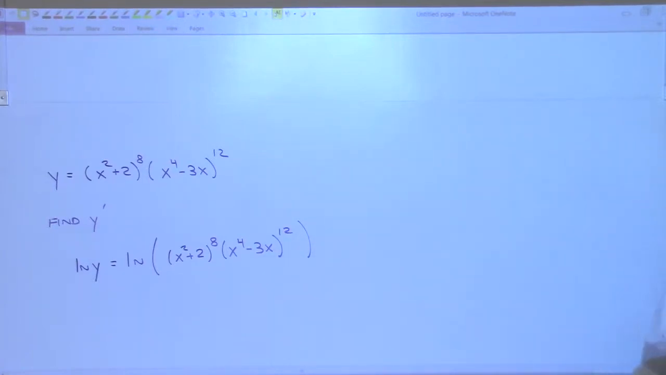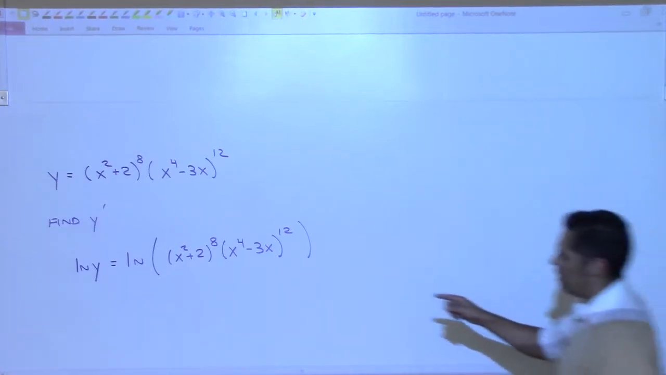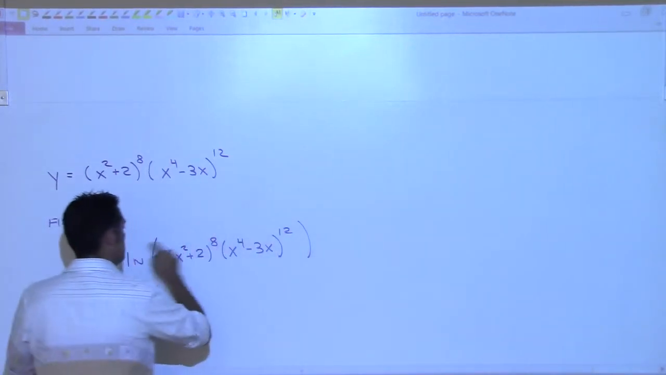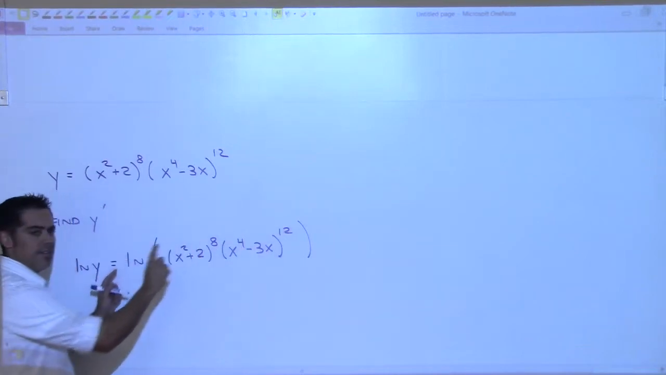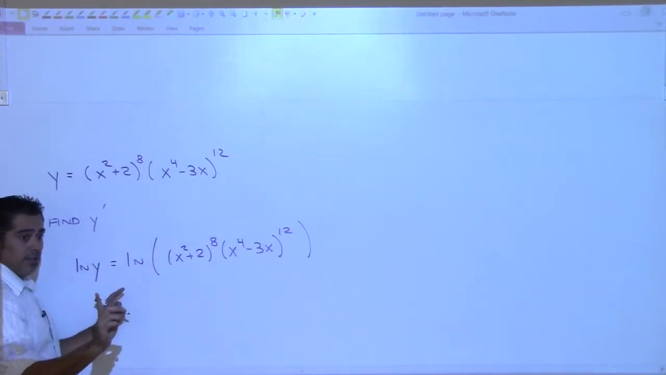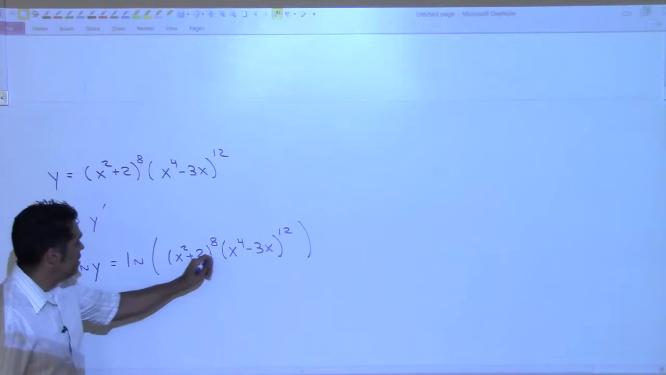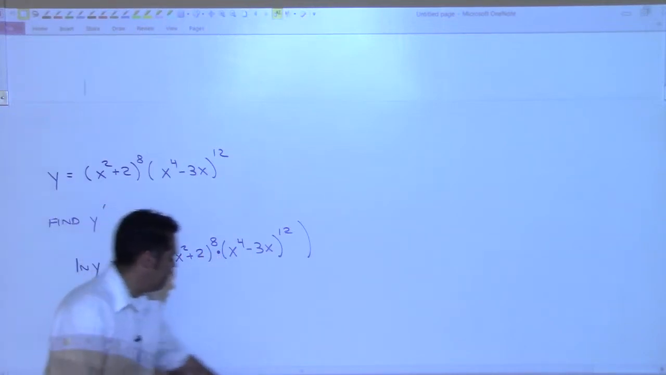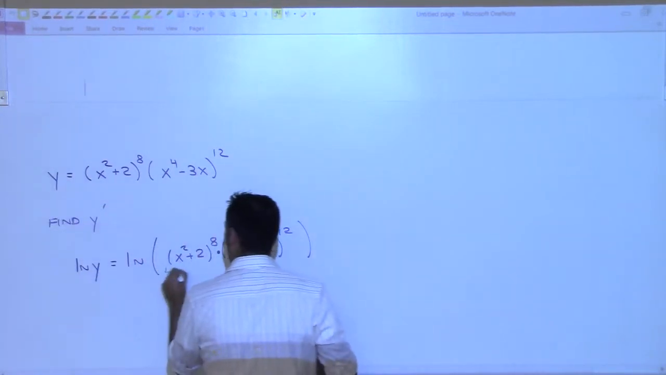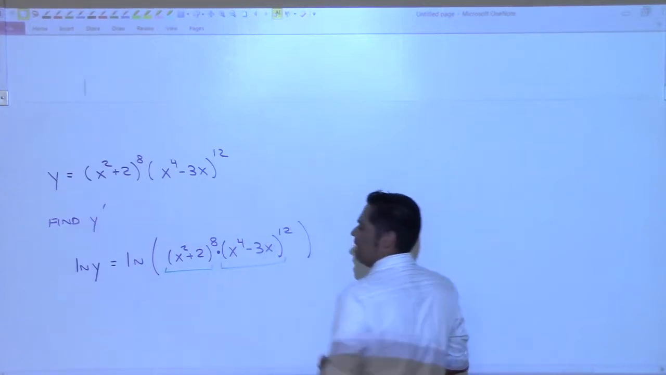Now what does that allow me to do on the right side? Bring the 8 over and the 12 over. Bring the 8 and the 12 out? Can I do that? Yes, you can, but not yet. First, you have to use the fact that you have two things being multiplied, right? It's like this times that.